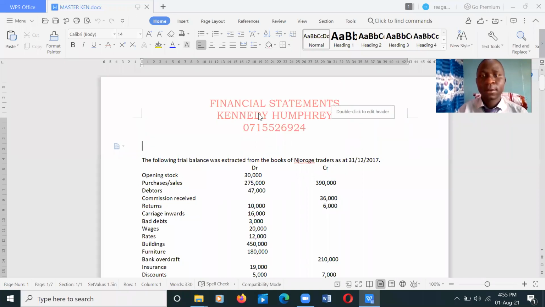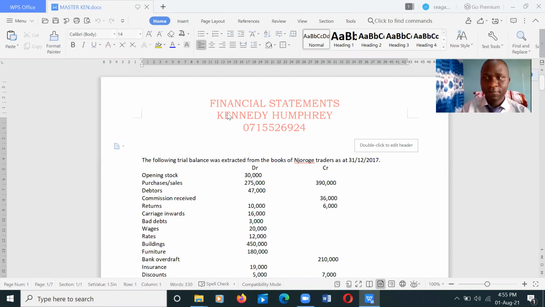Okay, let us look at financial statements. This is one of the key areas that will be examined, especially in business paper 2. So first of all, when you're talking about financial statements, we are looking at accounting. So we are looking at the financial position of a business.